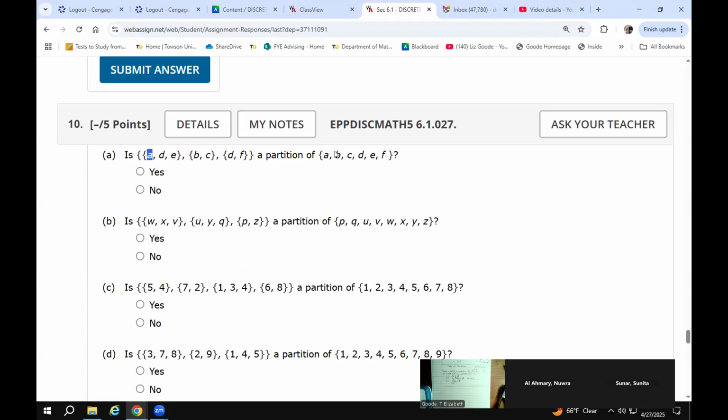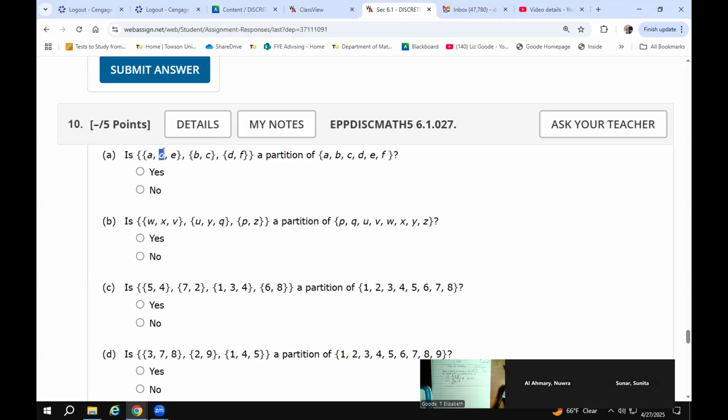So far, so good. Then we check the element b. Okay, so it's in this set. So far, so good. It appears in exactly one set. Let's look at the next element, c. Does it appear in one of these sets? Exactly one of these sets. It appears there.